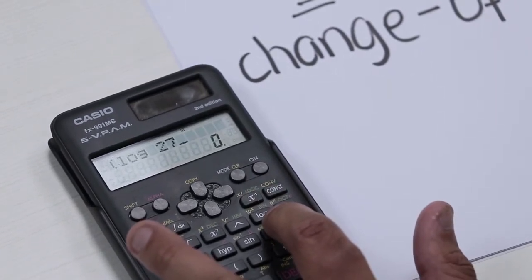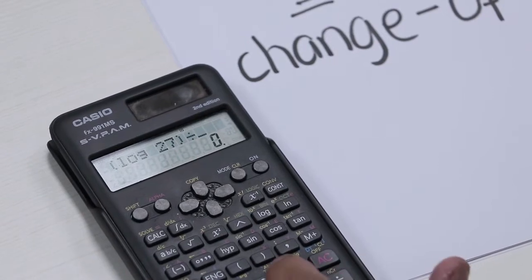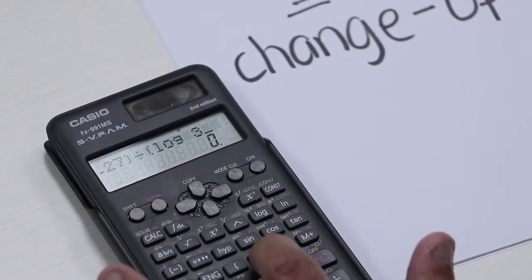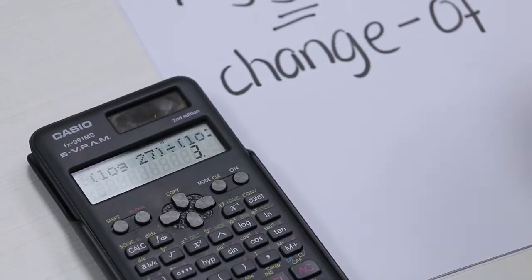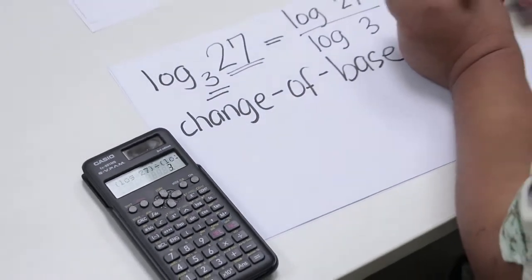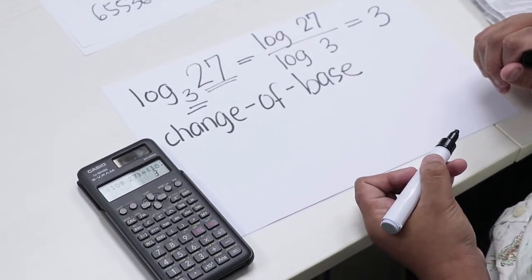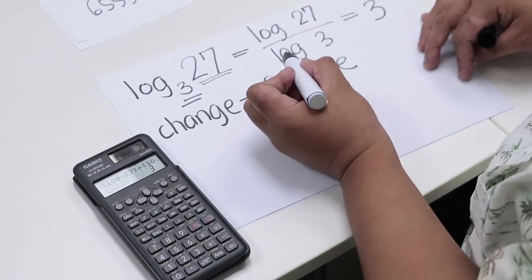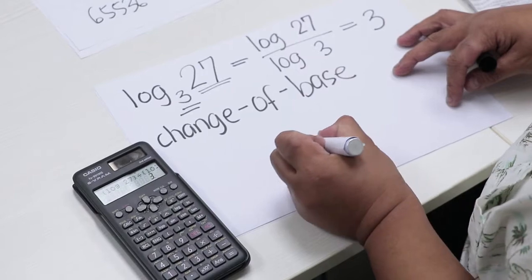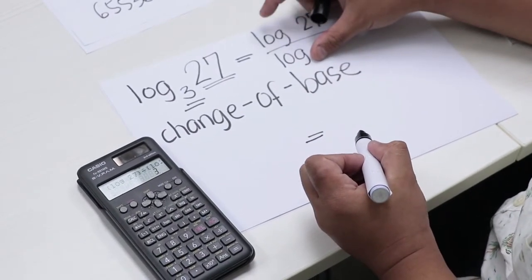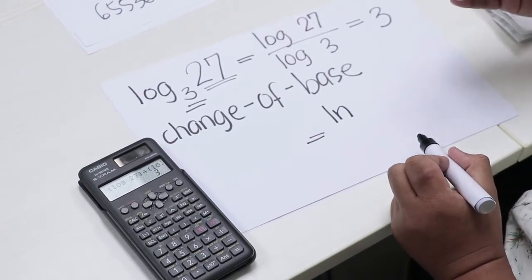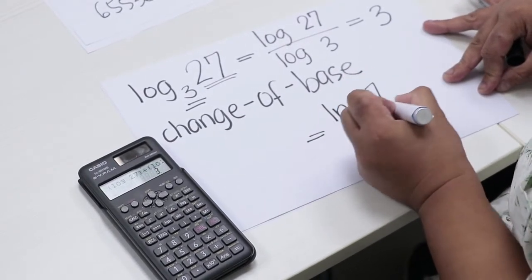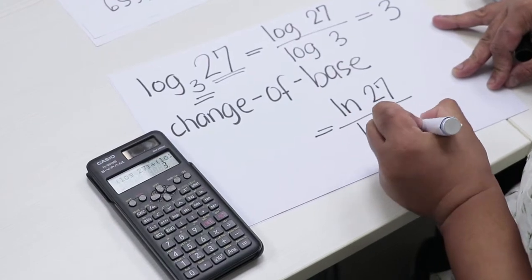So log of 27 divided by log of 3 equals 3. So this right here is equal to 3. Another way of using the change of base is, instead of logarithm base 10, we can use the natural logarithm, called the ln. So ln 27 divided by ln of 3.